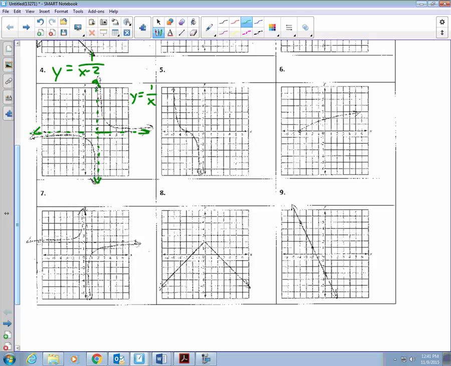Two transformations for number 5. What's the parent function first? X to the third. What other one could you choose? X to the fifth. We'll choose x to the third. What are my two transformations? Left 3 and vertical flip. So if I have left 3, x plus 3, and then vertical flip, negative.